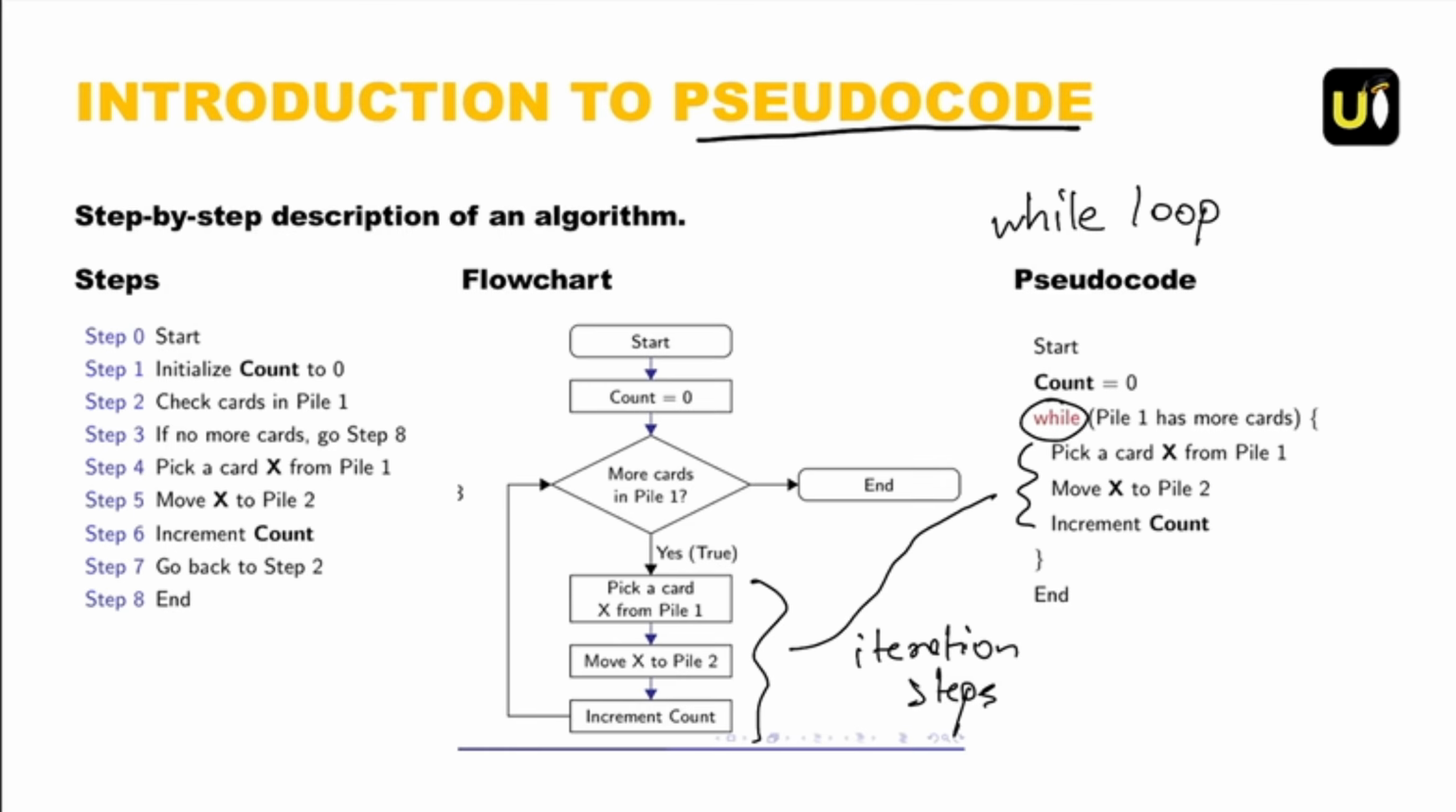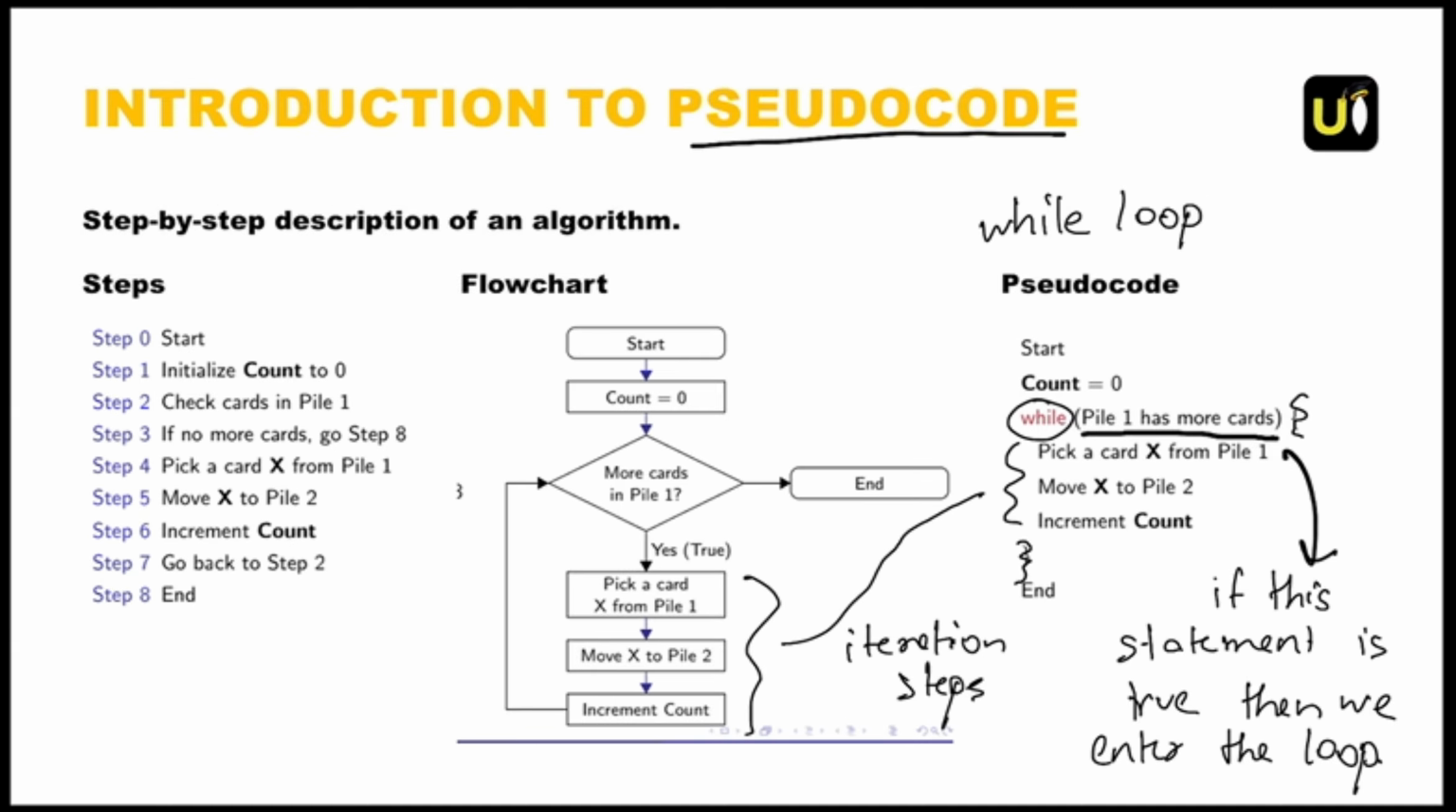And this statement here, while pile 1 has more cards, so this while loop will not be exited as long as this statement holds true. So here this is the part where the while loop is exited. This is the part where it starts. So we'll remain inside this loop as long as this statement holds true. As long as there's more card in pile 1, we will stay inside the while loop and these iteration steps will be continued.